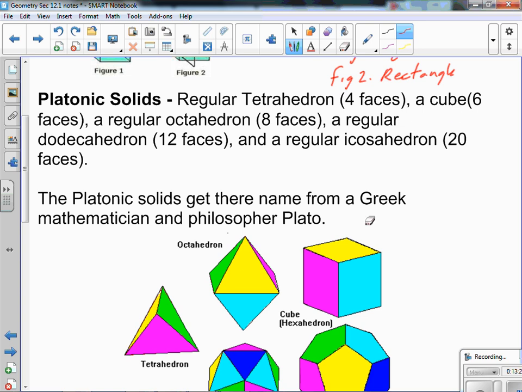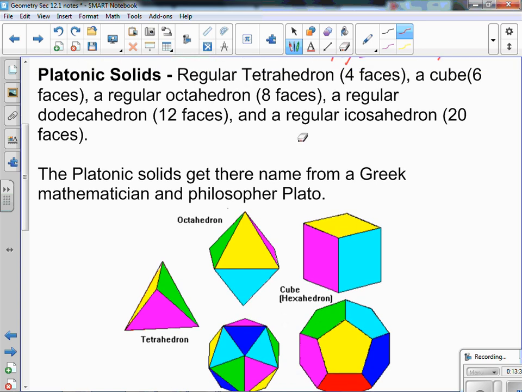You got a cube, or the fancy name for it is a hexahedron. Hex for 6. So 6 faces, and all faces are going to be squares, which are regular polygons. You can have a regular octahedron, which is 8 faces. So it's like 2 square-based pyramids being put together at the base. All the faces are going to be equilateral, equiangular triangles.